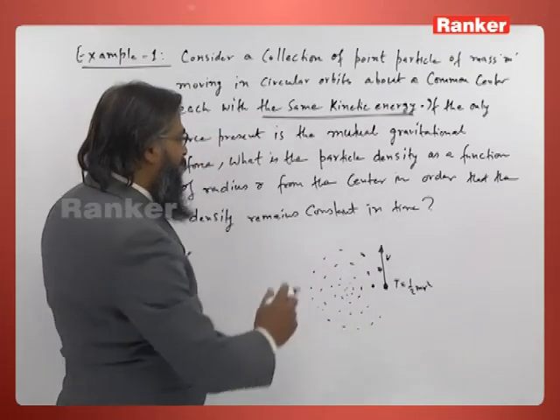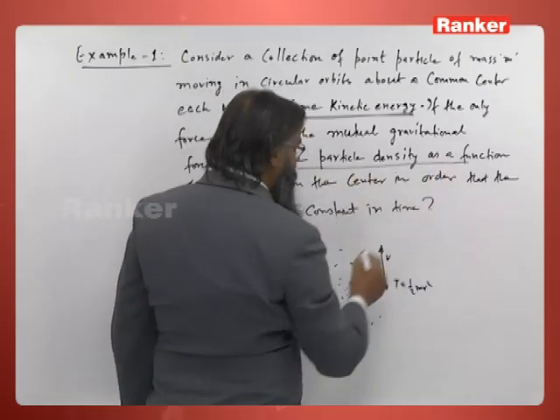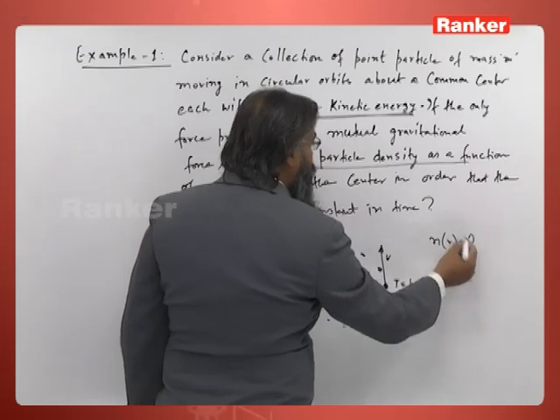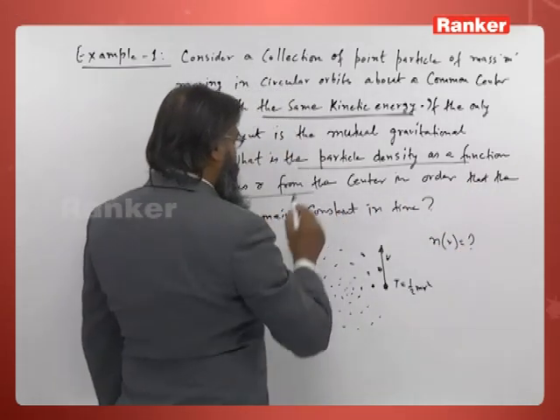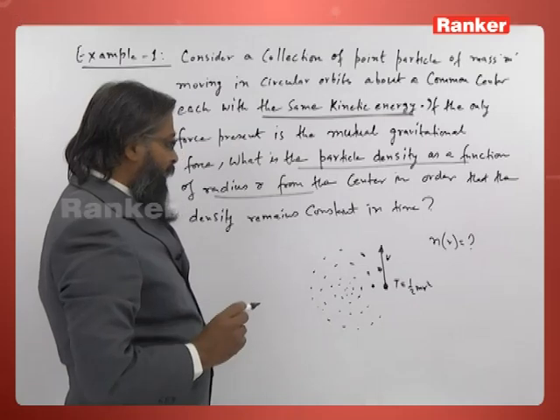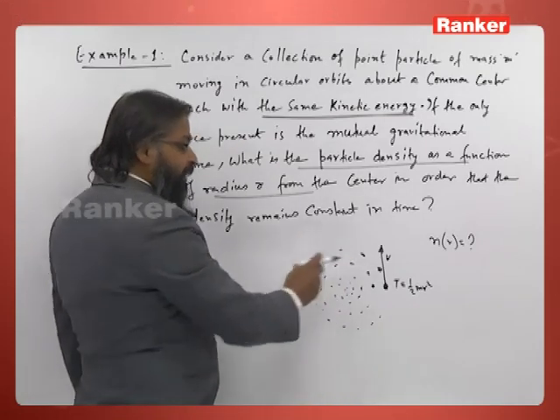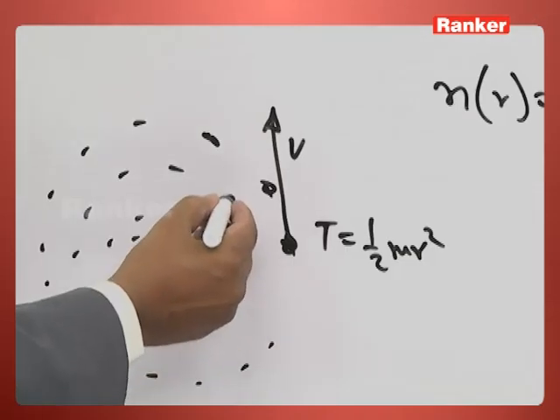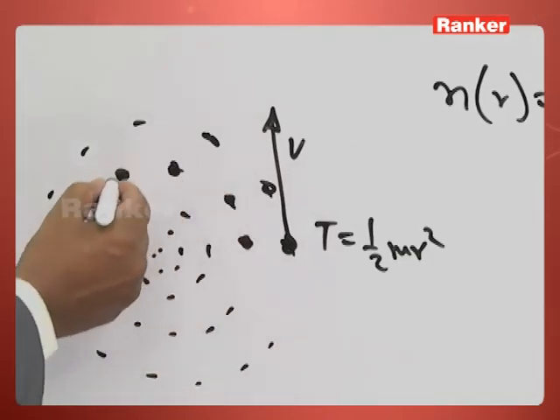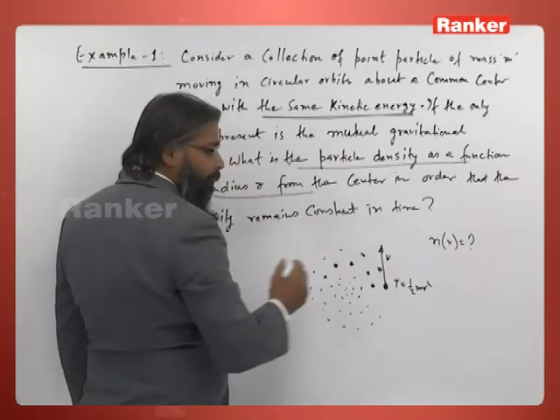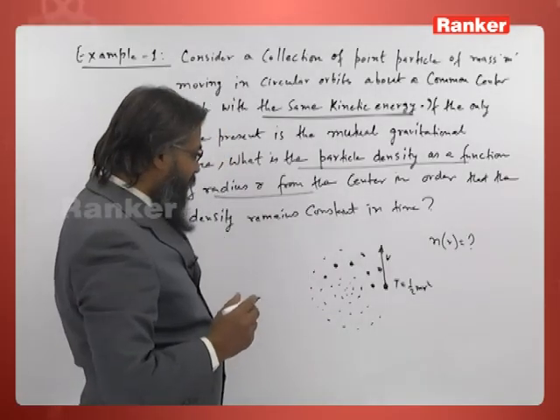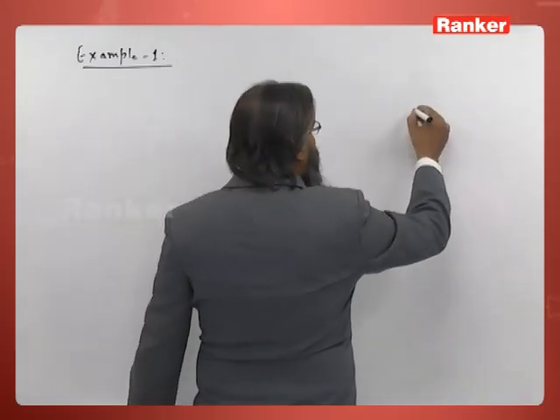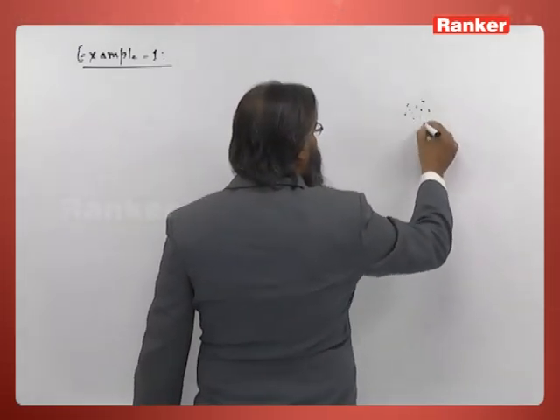So, we have to calculate the particle density, that is number of particles as a function of r, radius, and with time that density does not change. That means there is a dynamical equilibrium. So, that means each particle is radially in equilibrium. So, let us solve this problem. Now this is the cluster of particles.